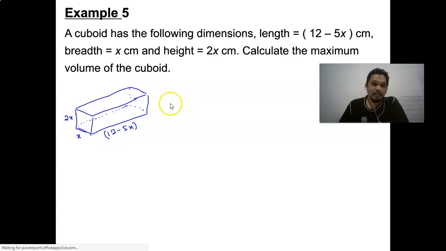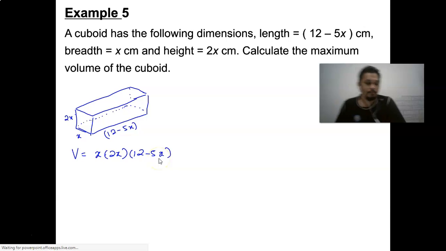Okay, so V, the volume for this cuboid with 3 dimensions, we know is V equal to x multiplied with 2x multiplied with 12 minus 5x. So we multiply and simplify all this. 2x times x is 2x squared, and 2x squared times 12 is 24x squared. And then 2x squared multiplied with negative 5x gives you minus 10x cubed.